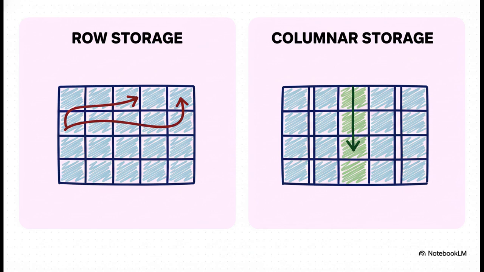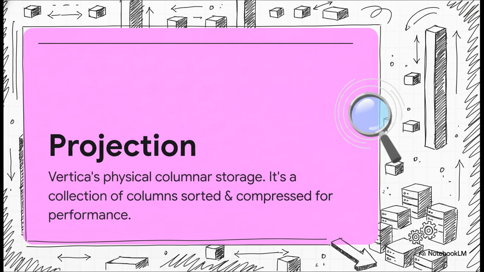So when your query asks for that one column, it reads only that data. The amount of disk I/O it saves is just massive. And Vertica takes this columnar idea even further with a concept called a projection. A projection isn't just the column itself. It's a physical, optimized copy of a set of columns from your table. And here's the key. It's pre-sorted and compressed specifically to make your most common queries run lightning fast.